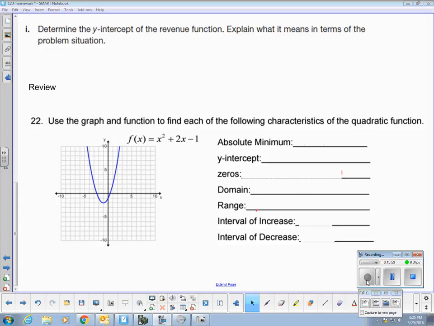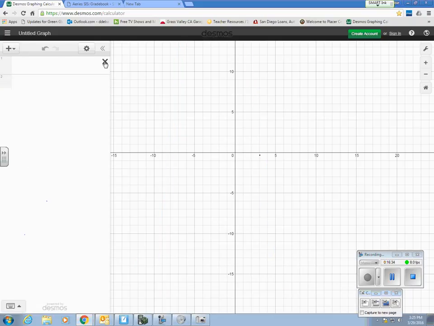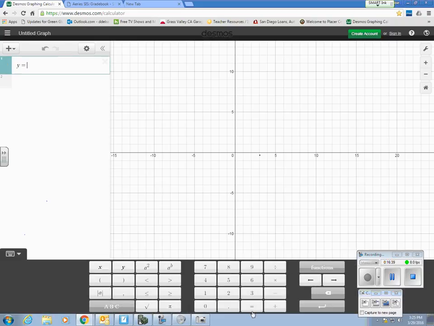Finally, number 22, it's asking me to identify several key characteristics of the function f of x equals x squared plus 2x minus 1. It's a little bit difficult to look at this graph, especially when I'm trying to identify my zeros right here. So to help me with this, I'm going to once again put this function into Desmos. So we definitely have a minimum value, and I'm just going to click on some of these key characteristics.